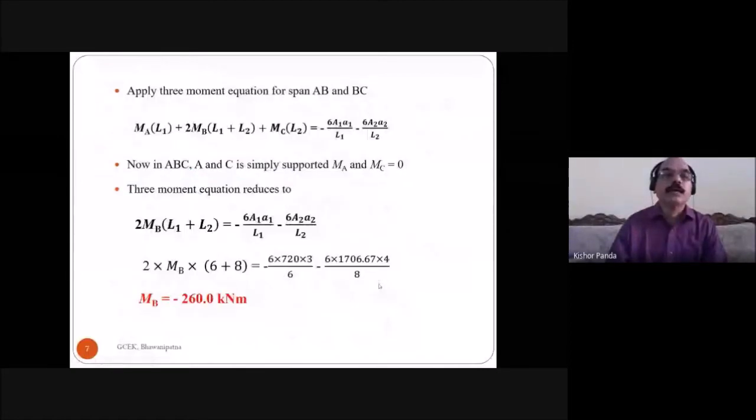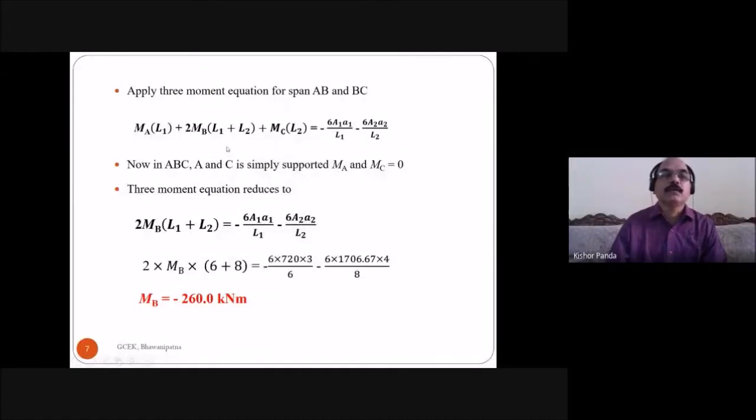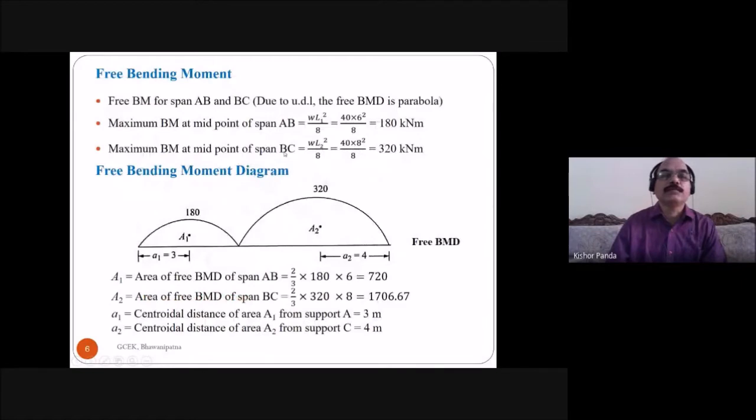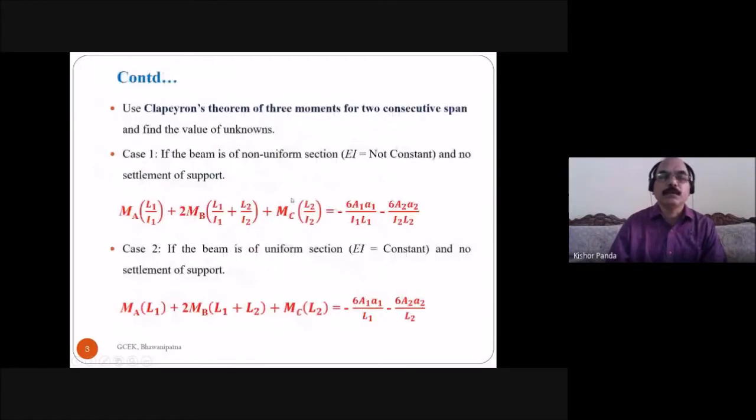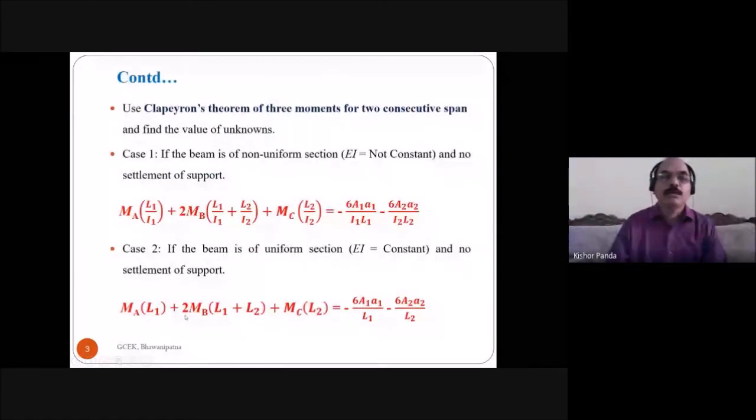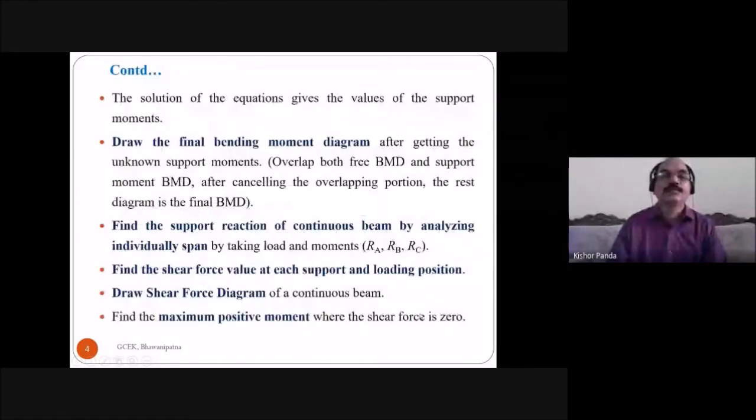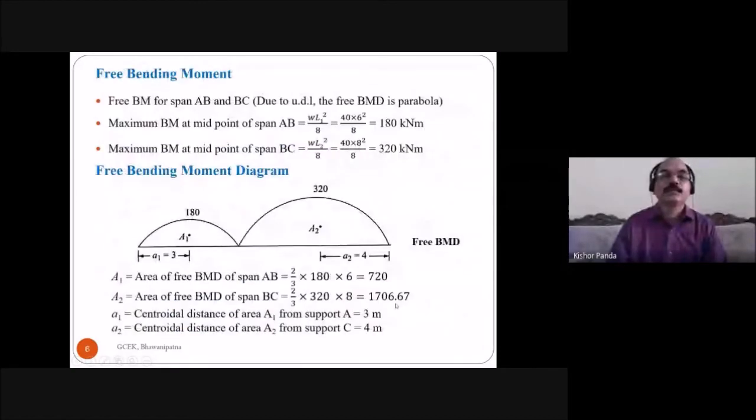Then apply the three moment equation for span AB and BC. You have to apply it to spans AB and BC. Here the moment of inertia is the same, constant. So you have to take this equation: M_A L1 plus 2 M_B (L1 plus L2) plus M_C L2 is equal to minus 6 A1 x1 by L1 minus 6 A2 x2 by L2. This one.